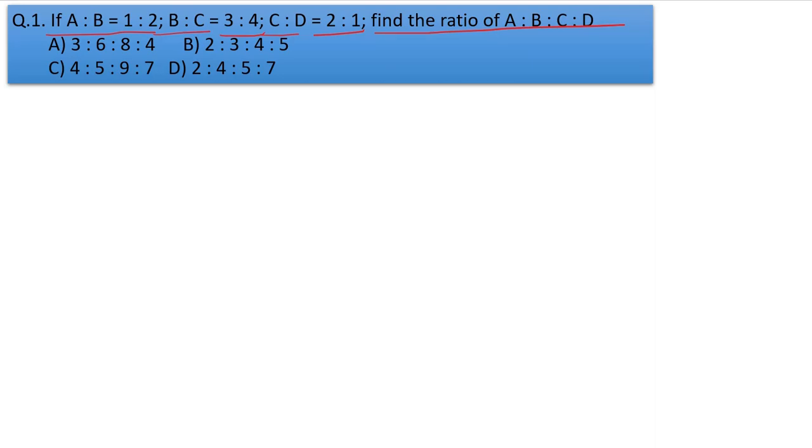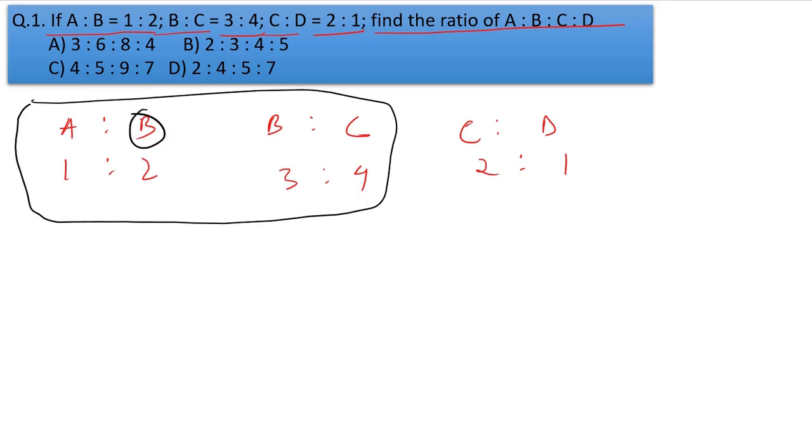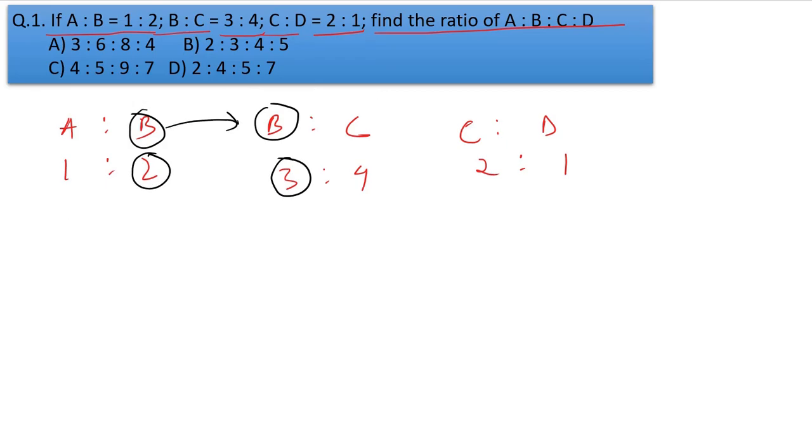In this type of question we write A is to B equal to 1 is to 2, B is to C equal to 3 is to 4, C is to D equal to 2 is to 1. Let us first consider these two ratios. Here we have B, here we have B. These two should be equal, but here we have 2, here we have 3. We should make them equal, so we multiply here by 3 and here by 2. That gives 3 to 6 and 2 to 6, which is 6.